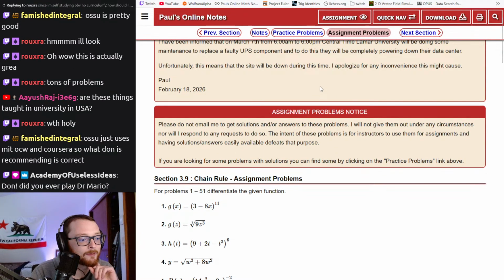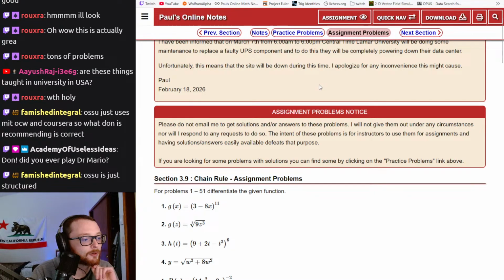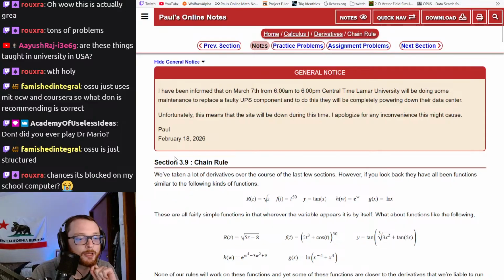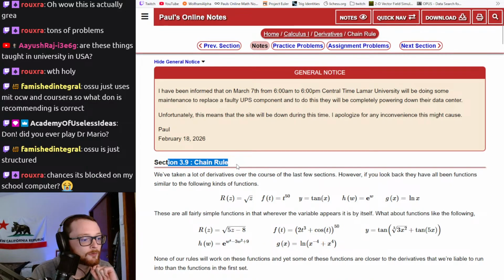Oh, interesting. Famished. I use, if you mean chain rule, yeah. These are commonly taught in university. I did not ever play Dr. Mario, no. Pause all my notes? I doubt this would be blocked on your school computer. I would hope not.